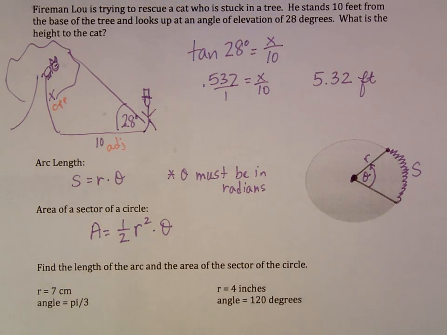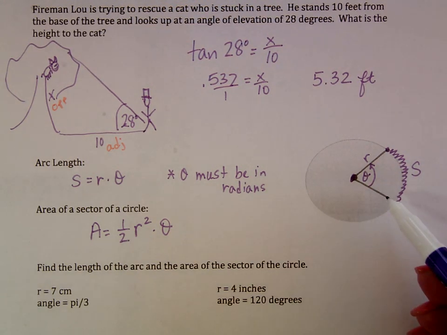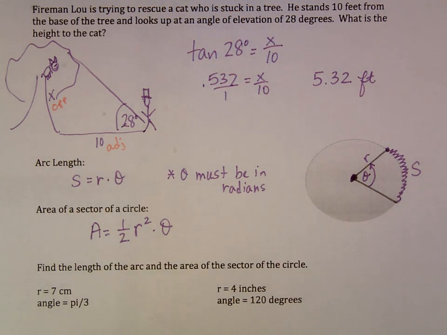So if they give it to you in degrees, then you've got to go the extra measure of transferring it and changing it into radians. So this one's asking you for the area, like how big is that slice of pizza? What's that whole area of that piece? So here's our last two problems.